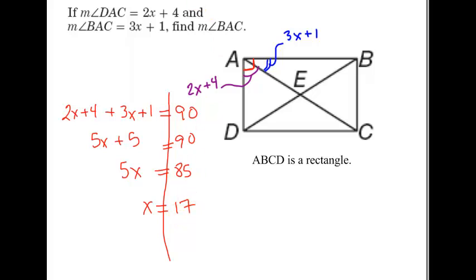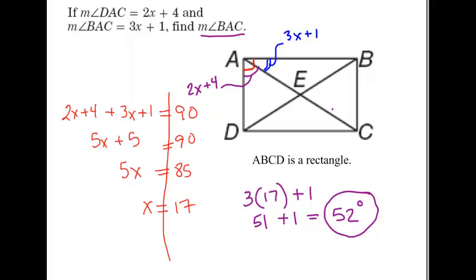We are looking for the measure of angle BAC. So BAC, that's this angle right here. Let's plug it in. We're going to go 3 times 17 and then add 1 to that. So 3 times 17, what is that? 51. And add 1 to that. Grand total for our final answer is 52 degrees.